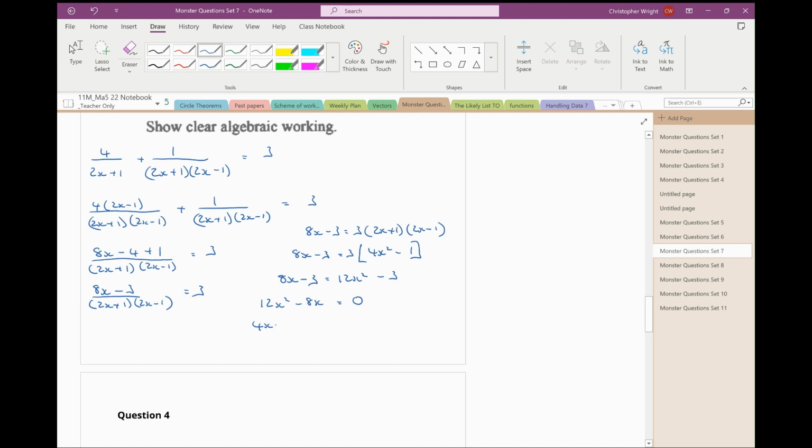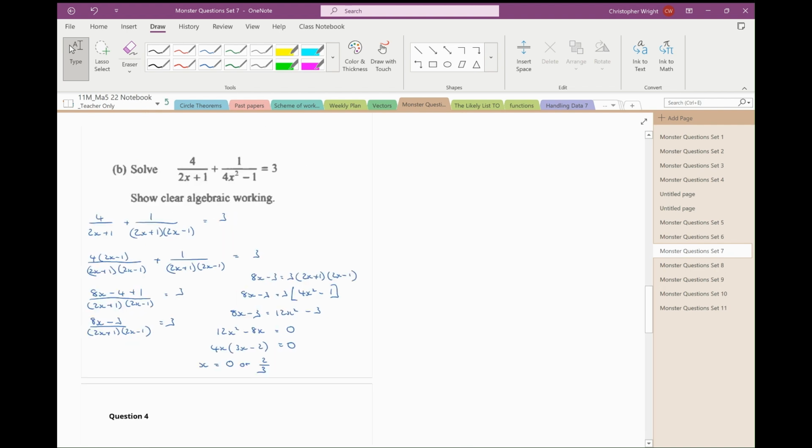So 4x can come out there, leaving me with 3x minus 2 equals 0. So my two solutions are x equals 0 or x equals 2/3. So there we go, there's my solution to question 3. Question 5.